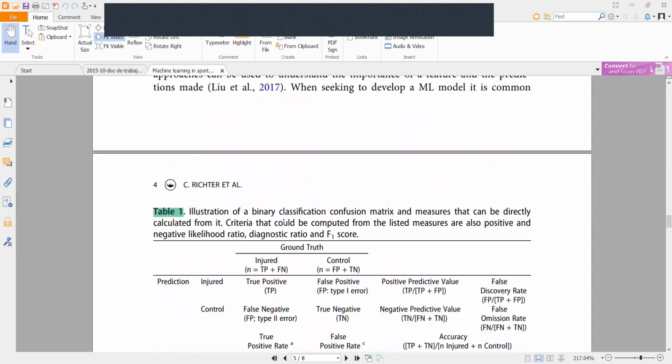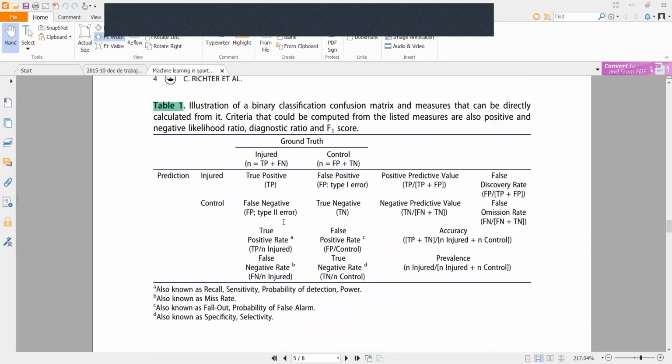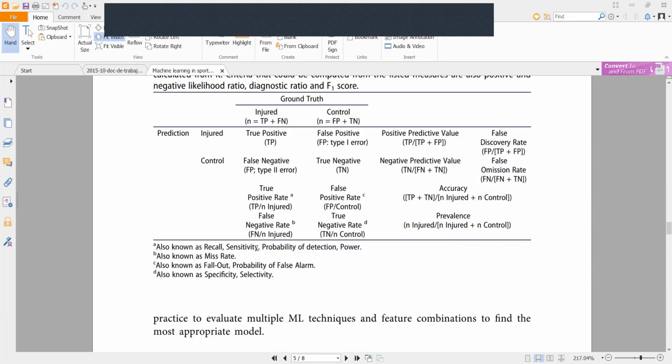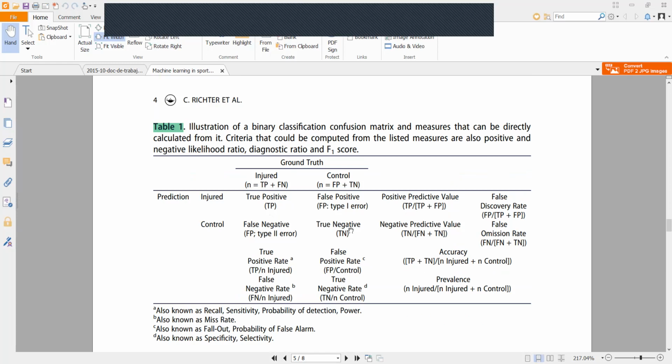Table 1 shows a binary classification confusion matrix and measures that can be directly calculated from it, such as recall, sensitivity, probability of detection, power, miss rate, specificity, among others. You have to note that the confusion matrix represents counts from predicted and actual values and determines the accuracy of the model.